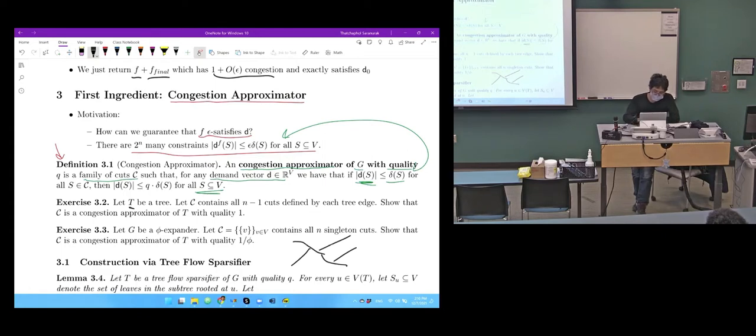Then actually you can define n-1 cuts. That is just defined by each tree edge. Like if you cut one tree edge here, it defines this cut. And there are n-1 ways to cut in this way, using a tree edge. So it turns out that just this cut is already a congestion approximator of a tree with exact quality.